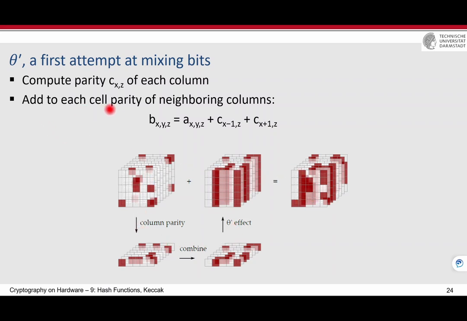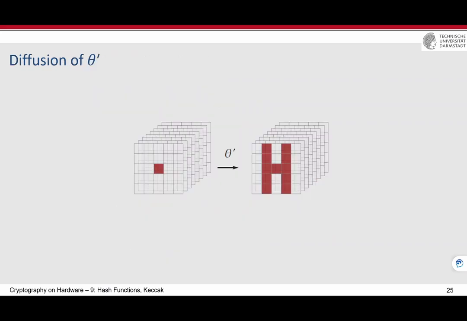It says add to each cell the parity of neighboring columns. Then you see the effect of theta prime here, which is not bad. It has been seen that the diffusion of theta prime is something like this. If you have a single bit change here, the changes are applied over this part. If you have two of them, when these two bits are flipped, then exactly the same two bits are also flipped at the output.